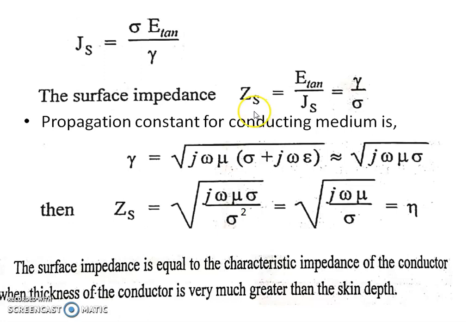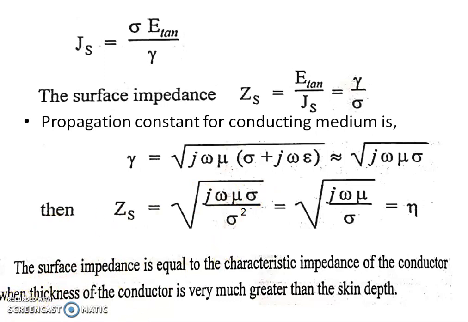So the surface impedance Zs is equal to E tan divided by Js, and apply the value of Js in this equation. So we get the value of Zs is equal to gamma divided by sigma. This is the surface impedance. And the propagation constant for conducting medium is gamma, and that gamma is equal to root of j omega mu into sigma plus j omega epsilon, which is nearly equal to j omega mu sigma.